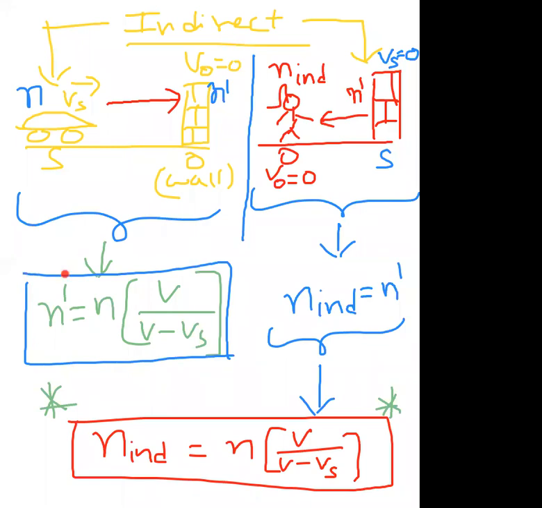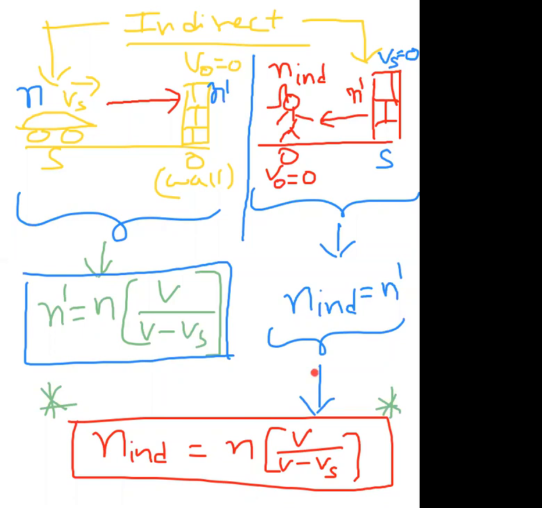First, for the indirect case, from the source car to the wall as observer, the wall is at rest and the source is coming towards a stationary observer. This is the formula. Here the source is the wall, and the wall is at rest. Already we said the person is at rest. Both are at rest, which means I can write n indirect is equal to n dash.